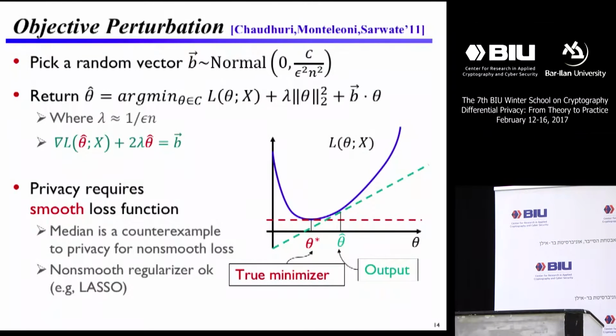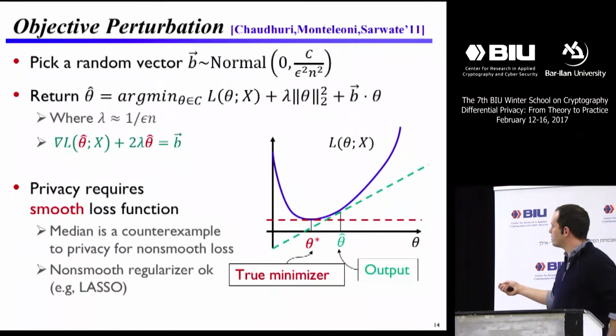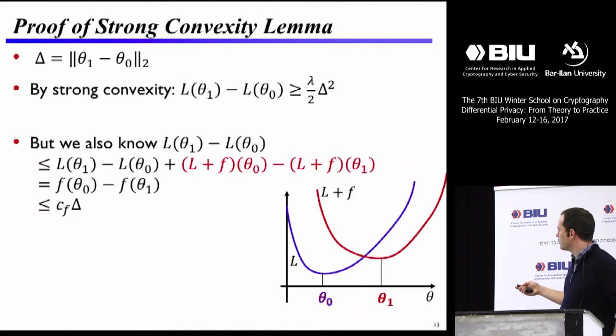Okay, so what's our full algorithm? We'll pick a random vector. I chose to use Gaussian noise, but you can use other distributions. Basically, suppose we've got some function we want to minimize. Either it's already strongly convex, in which case we don't need to do anything, or it's not, in which case we can add a quadratic term to the loss function, which will make it strongly convex. And then we add this. Whoa, sorry. Let me.